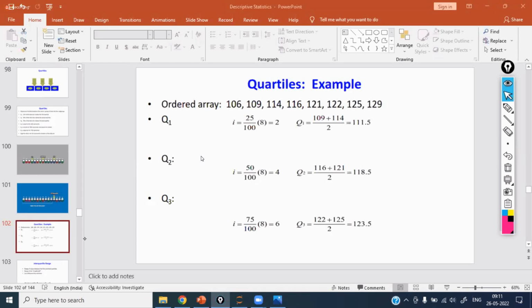Whenever you have got a round figure like this, this is the i value. Take the average of i and i plus 1. What is i plus 1? What is the fourth value? This is the fourth and this is the fifth value. Average of these two. Done?